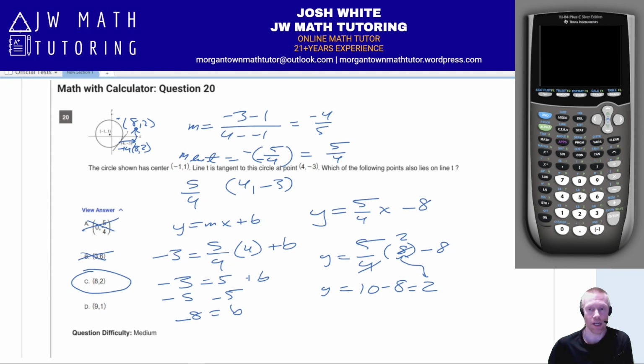If you plug in 9, it's going to come out to some fraction, and it's obviously not going to equal 1. So that's an alternate method you could do if you don't know about just counting according to the slope.